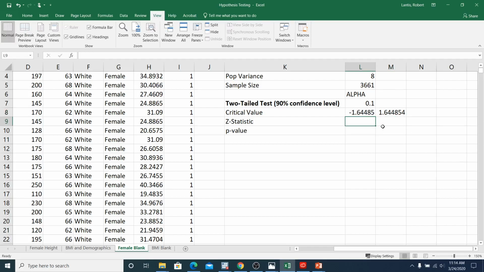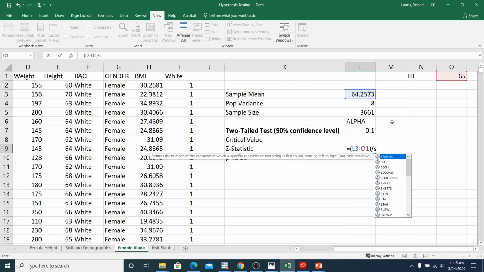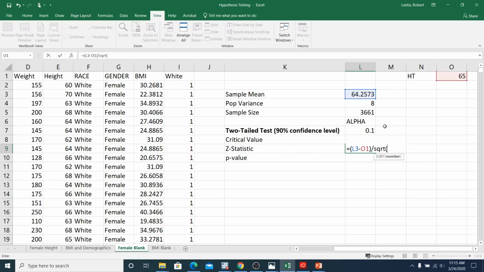How do I find my test statistic? Well, I'm basically using Excel to be a calculator for me. I want to take the sample mean that I found, subtract the hypothesized true value, and then divide by the square root of the population variance divided by my sample size. Okay? So that's my test statistic. I'm just basically using Excel to be a calculator there.